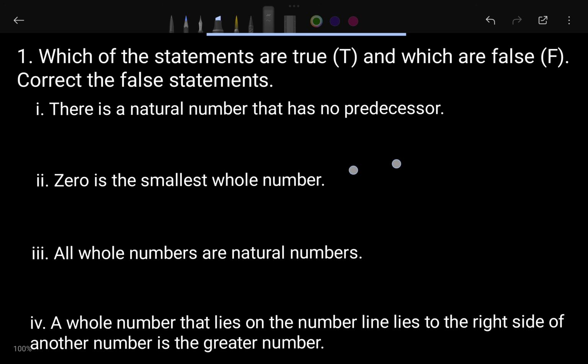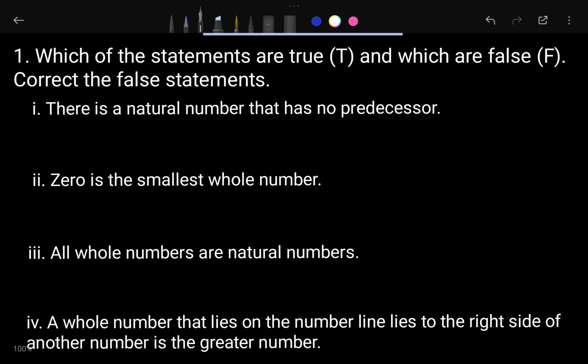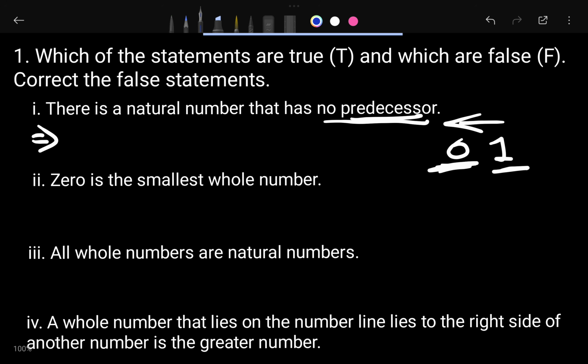Now here, the natural numbers start from 1. So what is the predecessor of 1? If you take the predecessor of 1, it is going to be 1 minus 1, which is 0. So 0 is not a natural number, it is a whole number. So the statement is true. There is a natural number that has no predecessor, because if you take the predecessor it becomes 0. So this is our true statement, so we will write here true.